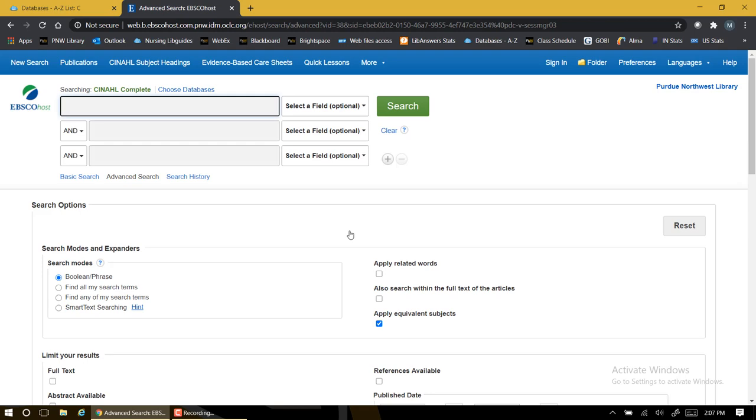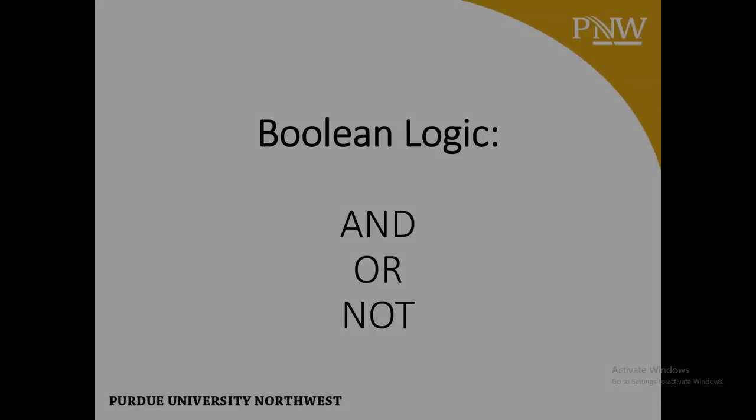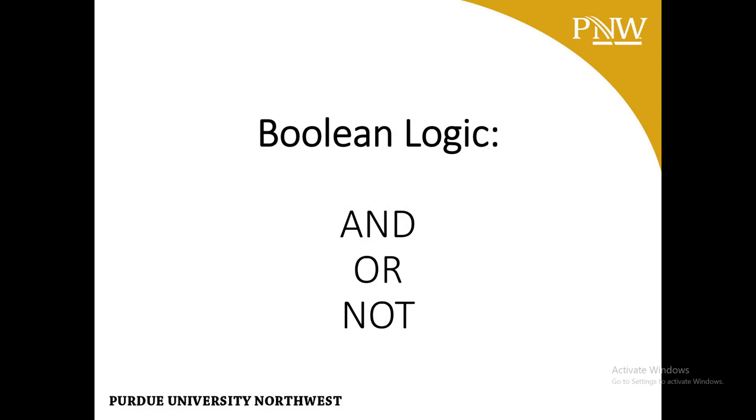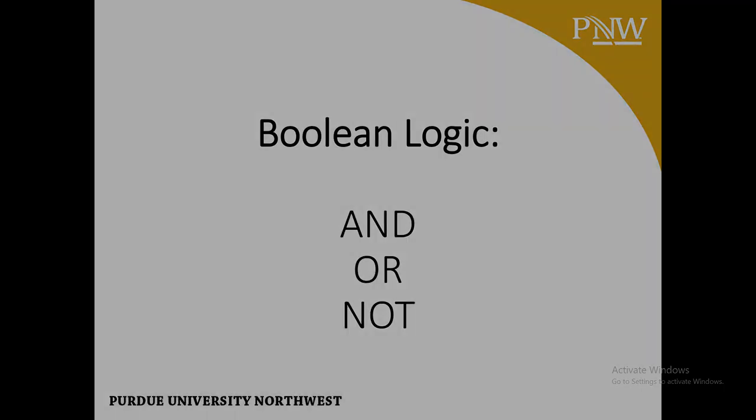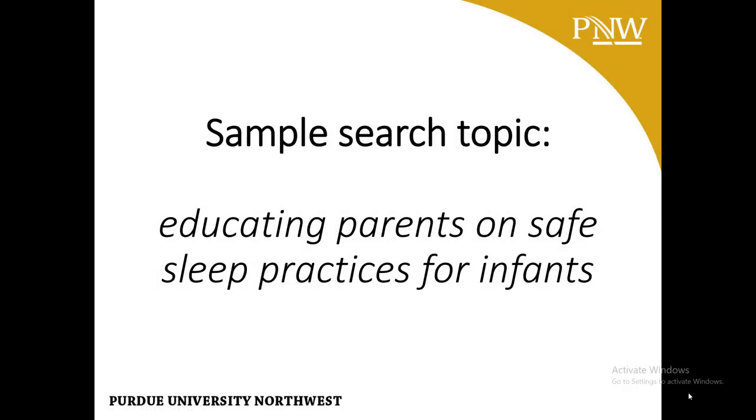This provides me with a set of three stacked search boxes. A Boolean search is one that uses the terms and, or, and not to combine our search terms in a way that will target the best set of results. The sample topic we'll use for our demonstration today is educating parents on safe sleep practices for infants.